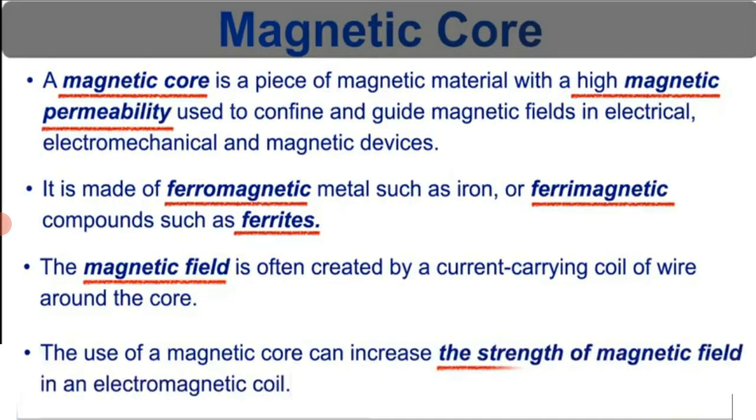First we will discuss the magnetic core. A magnetic core is a piece of magnetic material with a high magnetic permeability used to confine and guide magnetic field in electrical, electromechanical and magnetic devices. It is made of a ferromagnetic metal such as iron or ferrimagnetic compounds such as ferrites. The magnetic field is often created by a current carrying coil of wire around the core. The use of a magnetic core can increase the strength of a magnetic field in an electromagnetic coil.